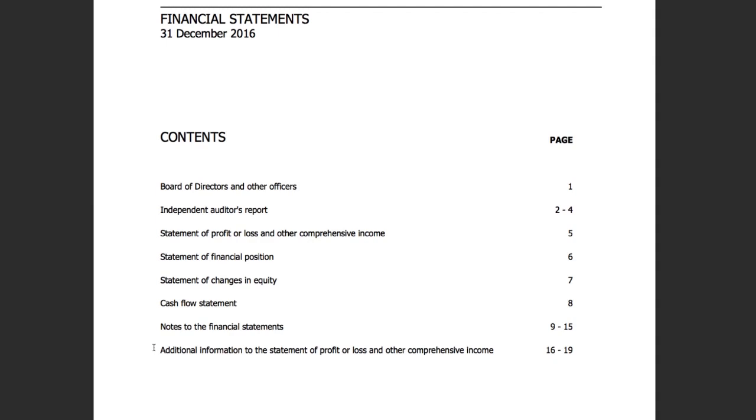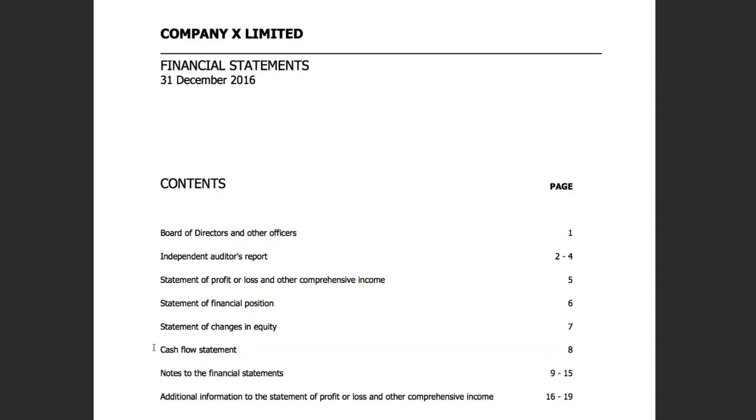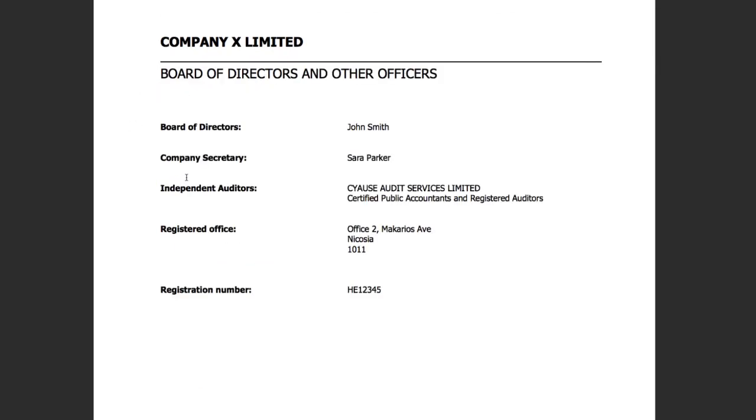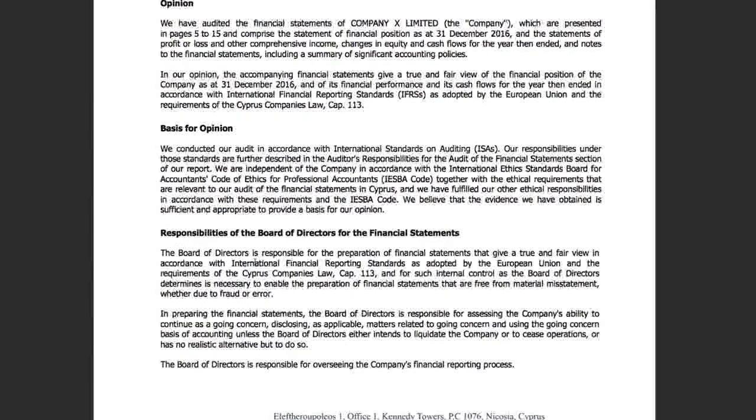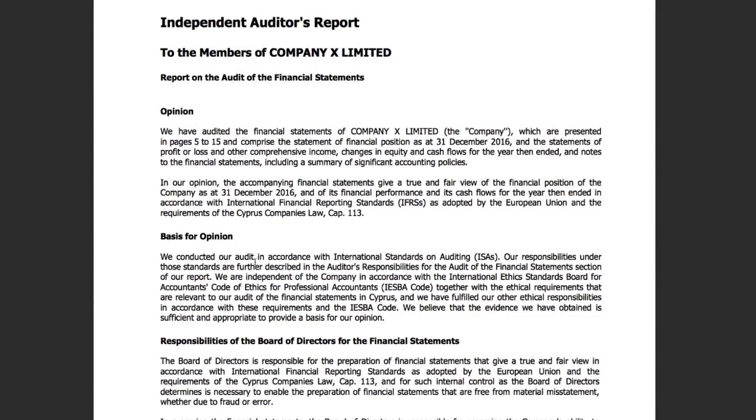So let's go through this set of financial statements of the company X Limited for the year ended 31st of December 2016. Page number 1 is very important as it states the directors, the company secretary, the auditors, the register office, and the registration number. Therefore, make sure that you know who the board of directors is of your company, as they are the decision makers of the company's activities.